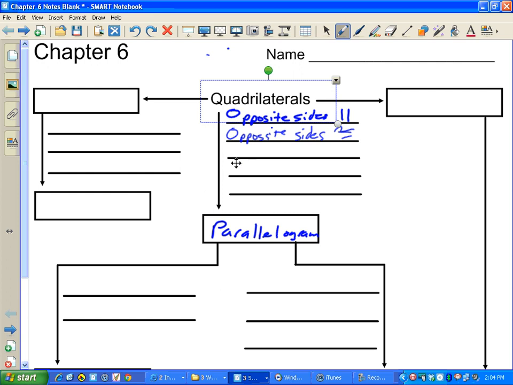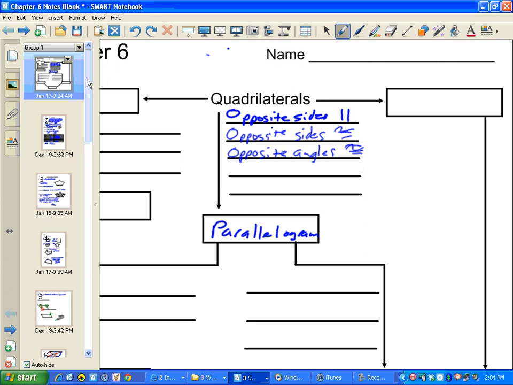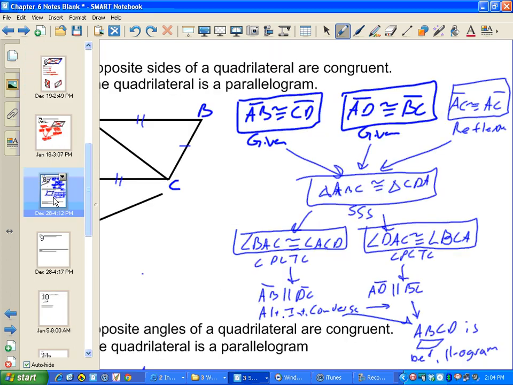Okay, so our next reason is if opposite angles are congruent. So anytime you have a four-sided shape whose opposite angles are congruent, that guarantees you have a parallelogram. That's another way to prove you have a parallelogram. Next way.